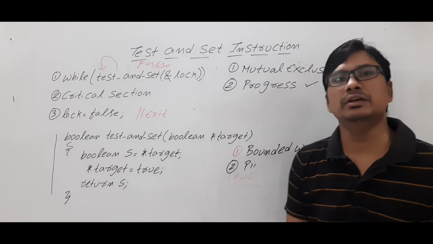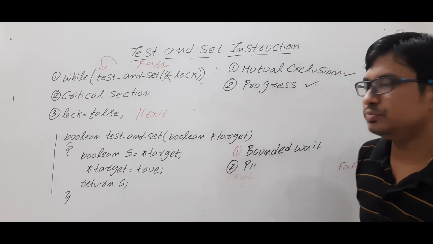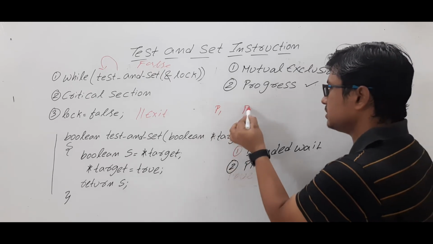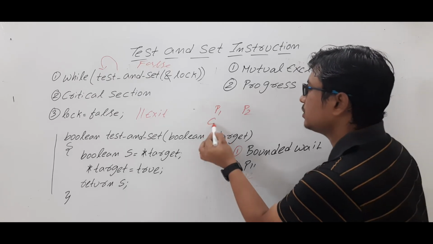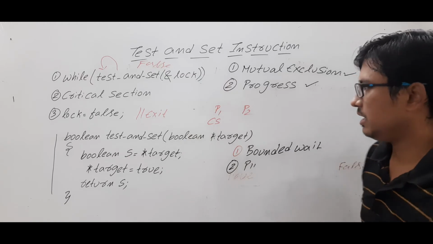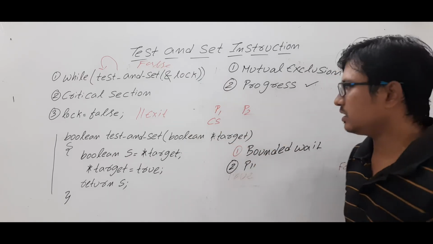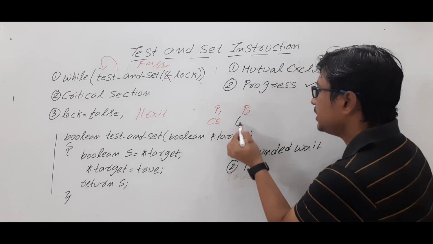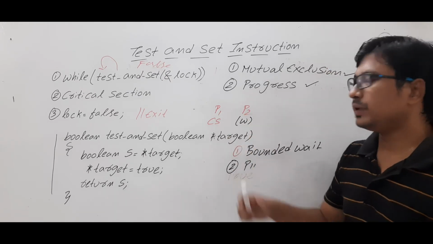Now let me discuss whether bounded wait can be achieved or not. Look here. Let me take a simple example. Let's take that process P1 is there, process P2 is there. Now let's consider that process P1 enters into the critical section using the test and set instruction. I'm talking about the test and set instruction only. Now what will process P2 do? It will be in busy waiting. Am I right or wrong? Are you able to understand it or not?